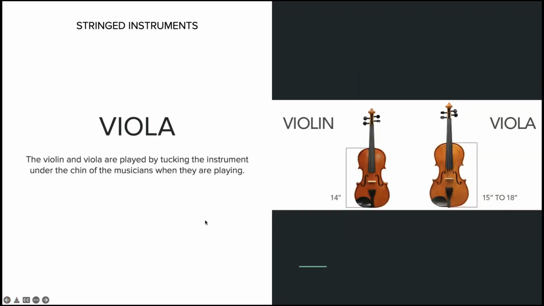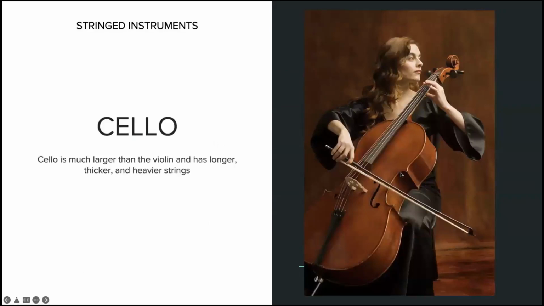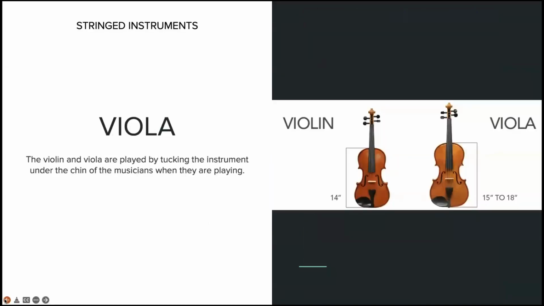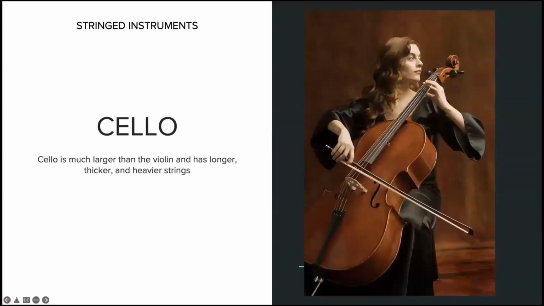And then the next one is the cello. It looks like the violin, it's a string instrument, right? But the only difference is that you don't put this one under your chin. Just imagine you put it under your chin. So it should not be. The cello is much larger than the violin and it has longer, thicker, and heavier strings. That's why you cannot put it under your chin. In its nature, it has to be played this way, the cello.